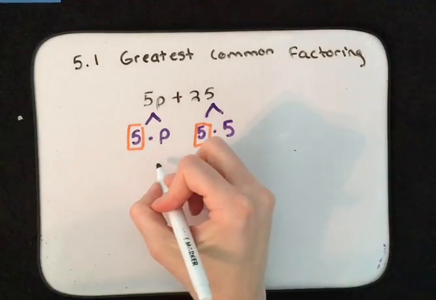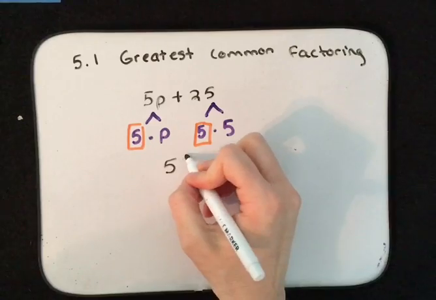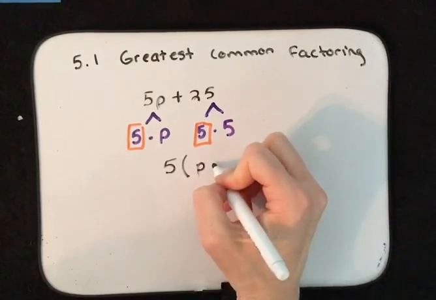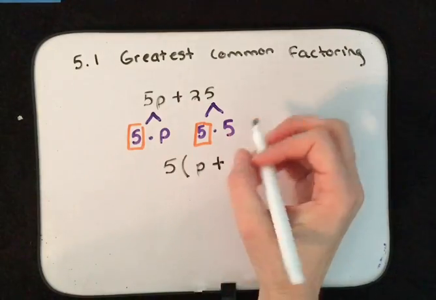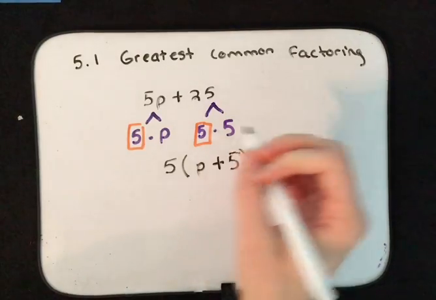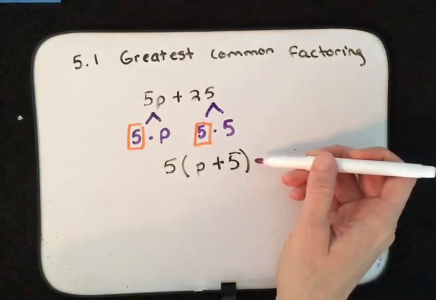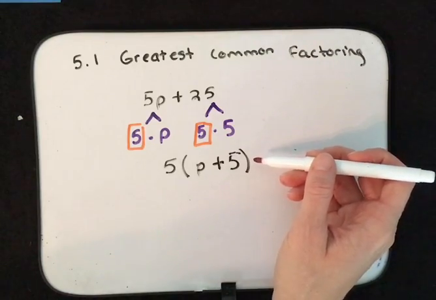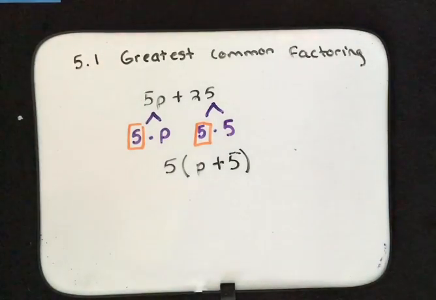If we pull out a 5, here we're left with just a p. We have plus before, so it stays plus. Here we're left with a 5. What we have done by factoring is undone the distribution property. This is factored form. This is finished right here, it's factored. If you were to distribute your 5, you'll get right back to where you started with our 5p plus 25. That's how you can check to make sure you have it right.